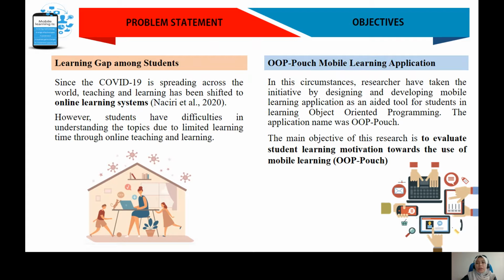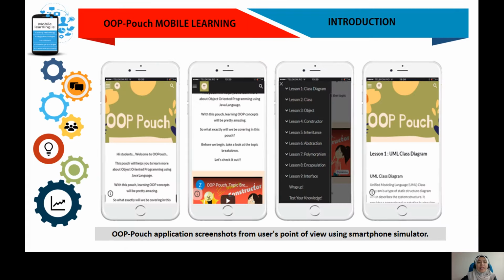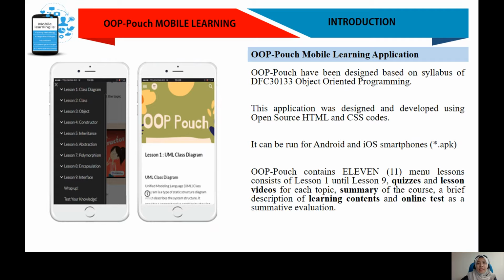The application name was OOP Poach Mobile Learning Application. The main objective of this research is to evaluate student learning motivation towards the use of mobile learning, which is the OOP Poach Mobile Learning Application. And these are some screenshots of the OOP Poach application from the users' point of view using a smartphone simulator. And this is some explanation about the OOP Poach Mobile Learning Application.